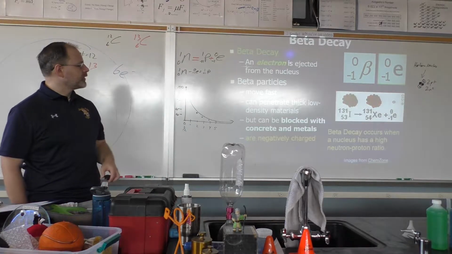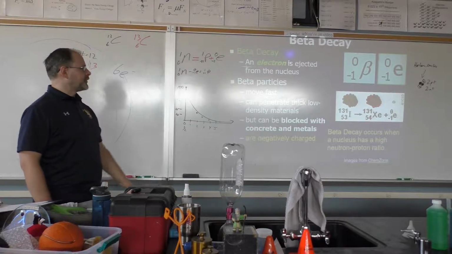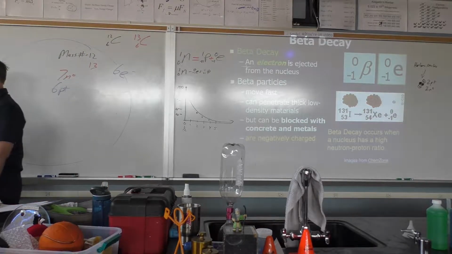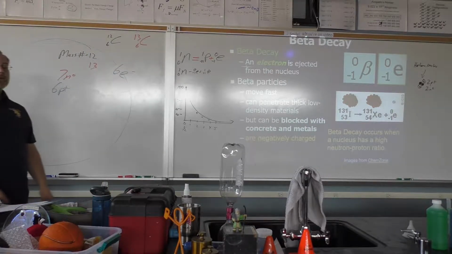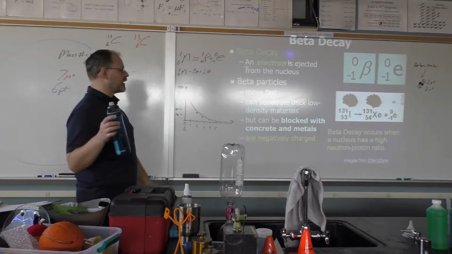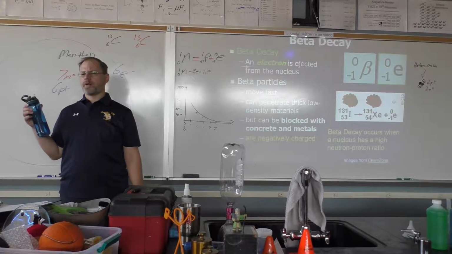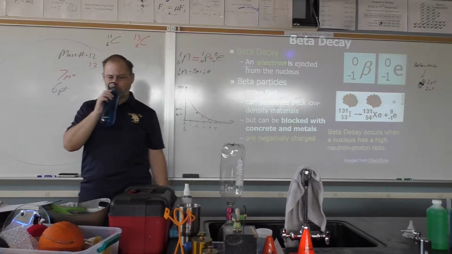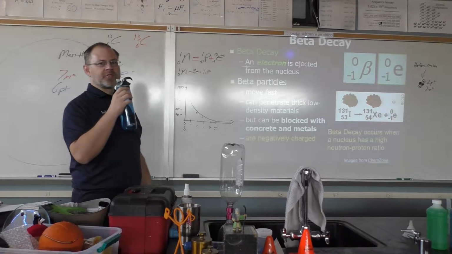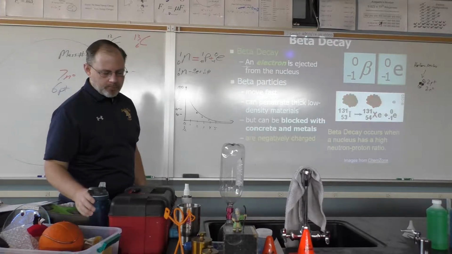Some properties of beta particles: they move extremely fast, pretty close to the speed of light. They can penetrate you and me. They will get stuck in your bones. They will get stopped by concrete or metals. You guys know your bones are metal, right? Yeah, your bones are mostly metal. All that calcium. Calcium's a metal. That makes sense.